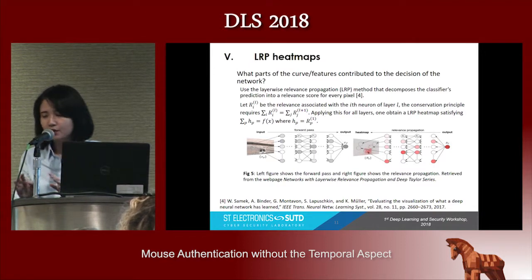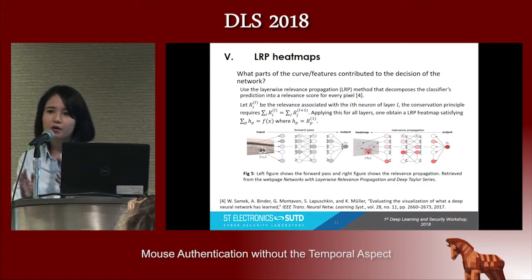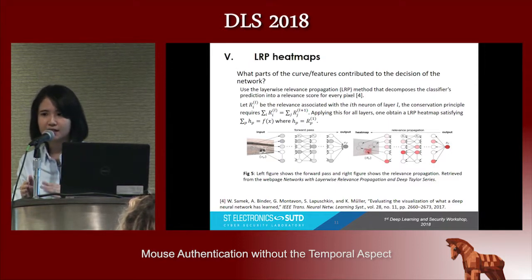It is based on this conservation principle in which we ensure that the sum of the relevance scores over all neurons at each layer is conserved. So applying this conservation principle from the last layer, which is the final prediction score, all the way to the input layer, we obtain an LRP heat map in which the sum of the heat map pixels is equivalent to the final prediction score. With the LRP heat map, we can see what parts of the curve or features have contributed to the decision of the network. For a theoretical explanation of this LRP method, please refer to the work cited here.